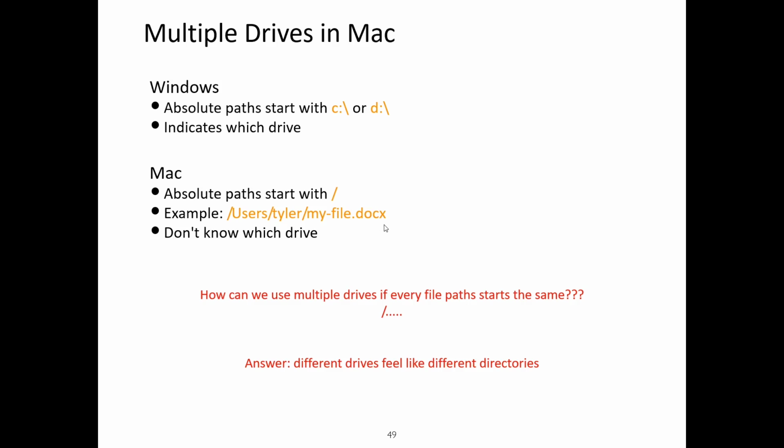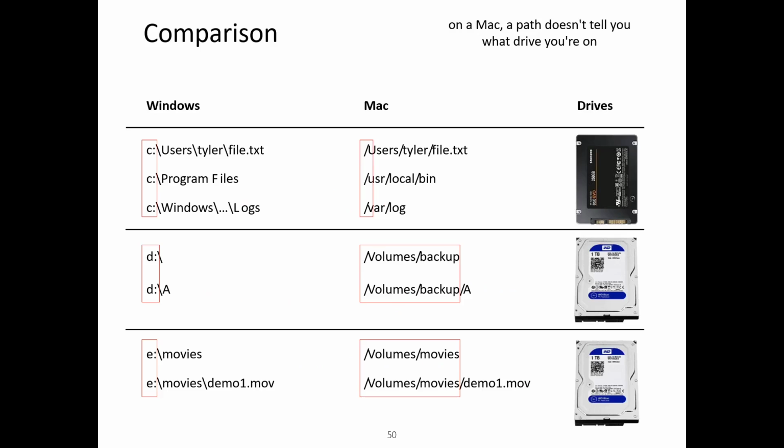It never tells us which drive we're actually storing this file on. So how can we have multiple drives if every file path starts with the same symbol? We really can't tell what drive it is, not by just looking at the absolute path. Basically, all the different drives just feel like different directories.